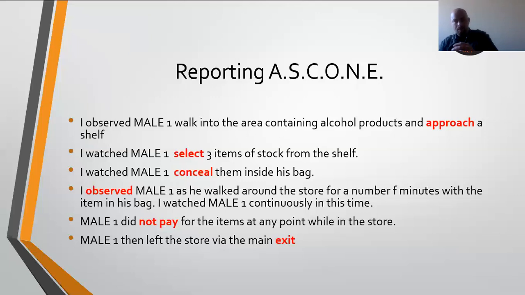Now within there, I haven't said he's guilty, that he did it dishonestly, but I've put a couple of things in there. I used the word conceal, which infers dishonesty. I also said that he walked around the store in possession of them, and I watched him continuously, and I said that he did not pay for them. So I'm putting those little inferences in there in the time that I watched him, that, you know, I believe he did it with a criminal mind or a guilty mind at the time.